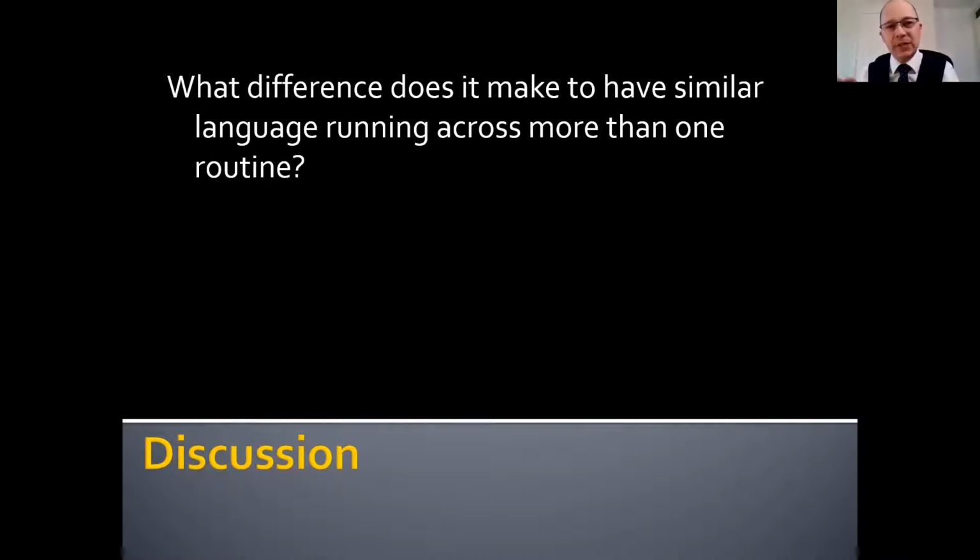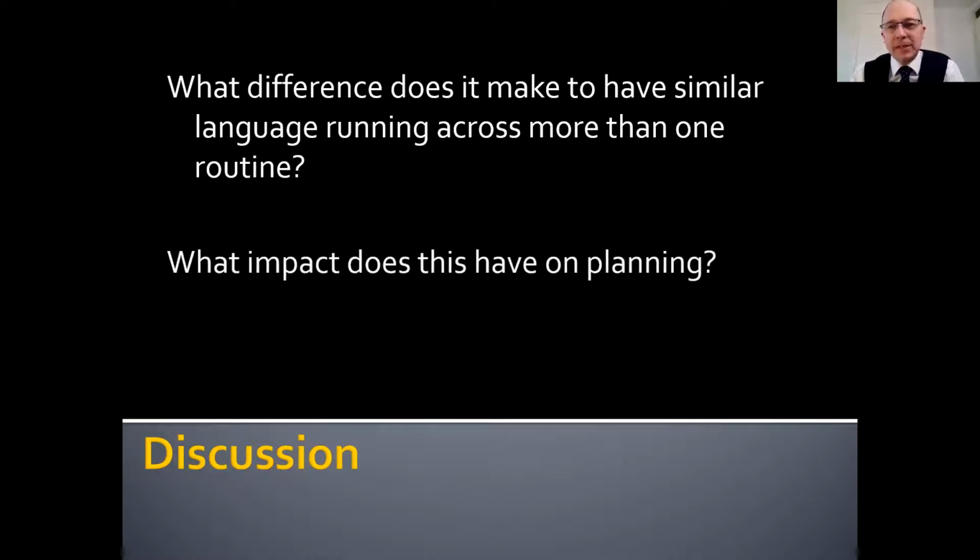And having the similar language running across more than one routine simply means that they will internalize that language and it becomes automatic and instinctive. And it means that when they find that language in other contexts and other situations, they're much more likely to be able to adapt endings, to substitute the right verbs or the right part of the sentence, because they've got that framework, that structure well in.